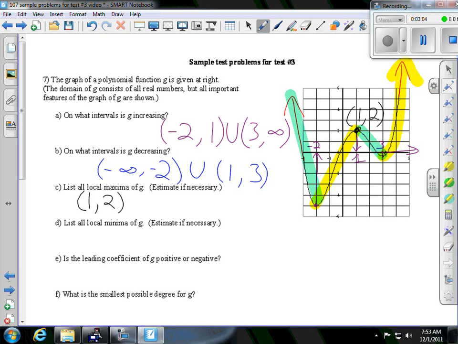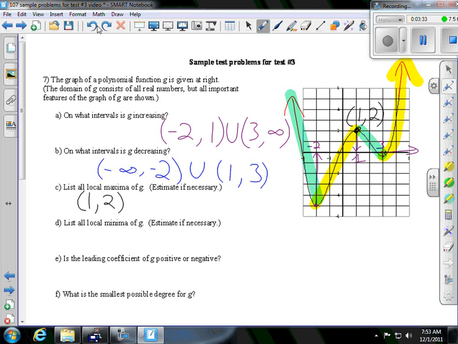Just to be clear, that is an ordered pair. That (1, 2) is a point, not an interval. The answers up above were intervals. They look the same. Not to say that (1, 2) is the highest point on the graph. For example, here's a point that's higher. But that point right there is lower than nearby points. So we don't say anything specific about this point here. We're only looking at the local max, and that's at (1, 2).